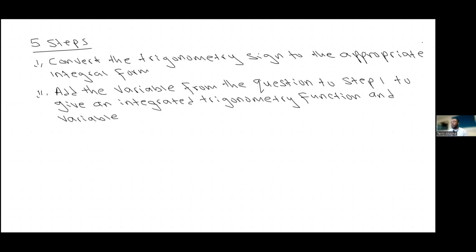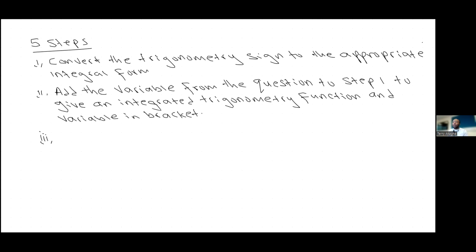So don't worry, I'm going to solve an example to explain this. I'm going to just write down the three steps, then solve an example to explain what I'm talking about. Then when you're done with this, the third step is that you have to differentiate the variable in the bracket.